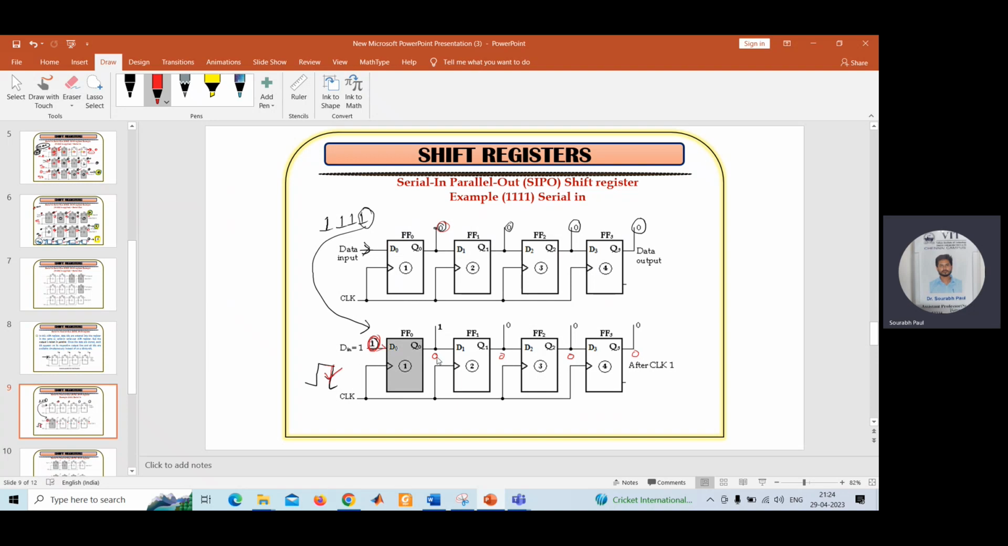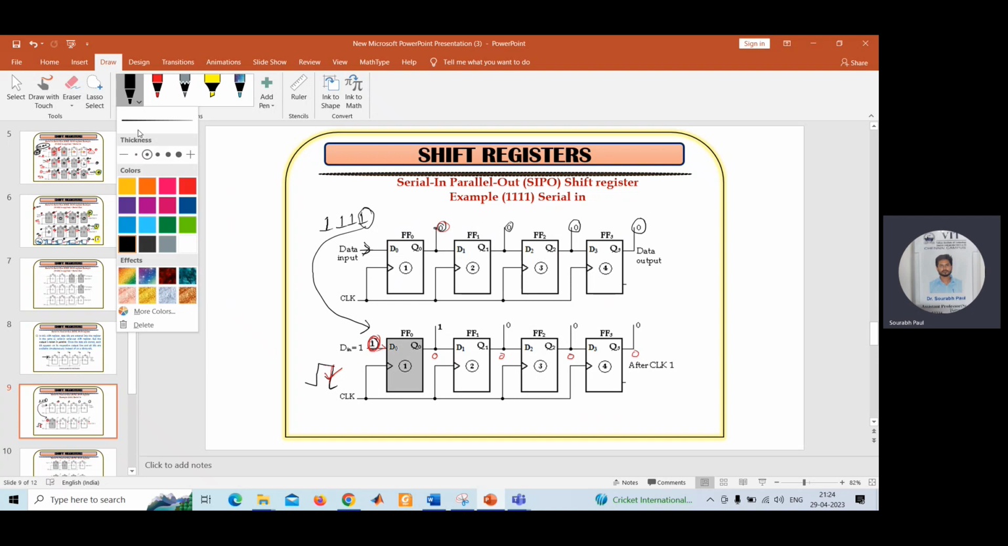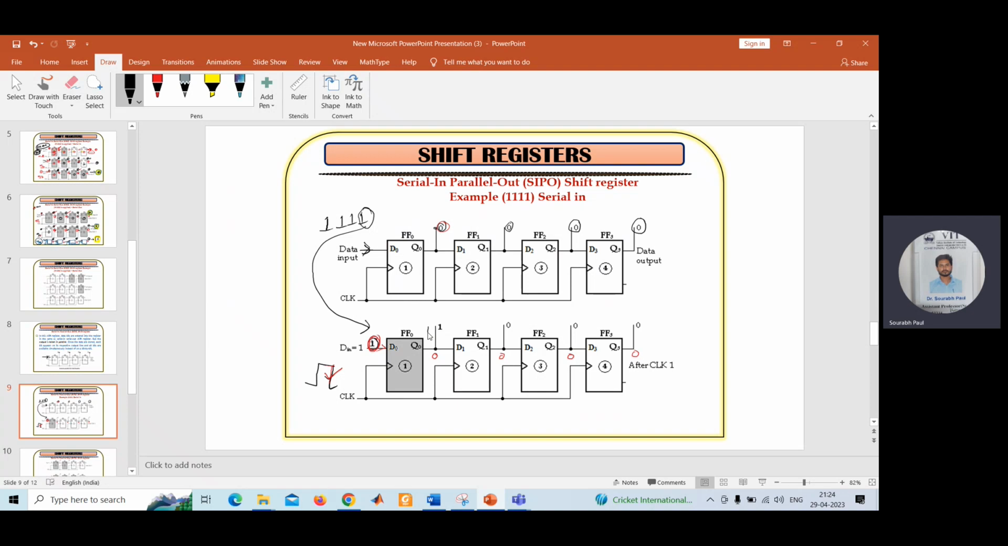So after applying the clock, what will you get? I'm using black color to show that. As your input is 1, here you will get the output of 1. As your input is 0 in stage number 2, or flip-flop number 2, you will get the output of 0 here. As your input is 0 in the third stage, you will get the output of 0 here. As your input is 0 for the fourth stage, you are getting the output of 0 here. So after the first clock, what output are you getting? That is 1, 0, 0, 0.